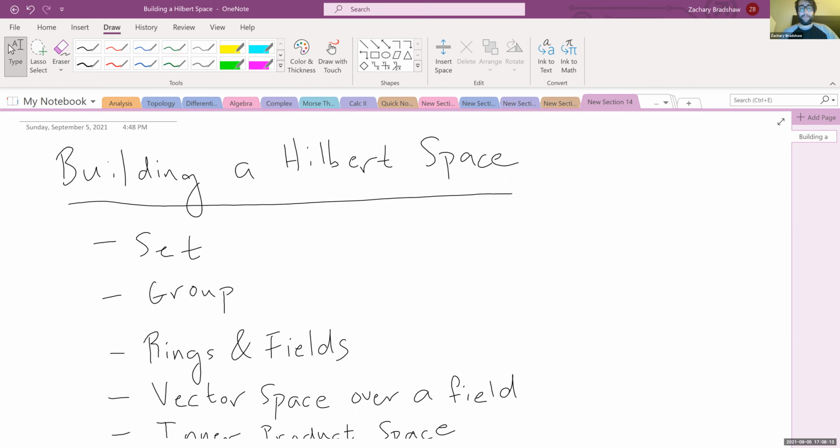One way to do that, and certainly not the only way to do it, is to add a group structure. I'll talk about that in a minute. After that, you can move forward. You can put a ring structure on your group. And if that ring has certain properties, then it becomes a field. And then we're able to talk about vector spaces over a field. From then, we can put an inner product on the vector space. And whenever that inner product is complete, what we have is a Hilbert space. So that's kind of the outline of how this goes.